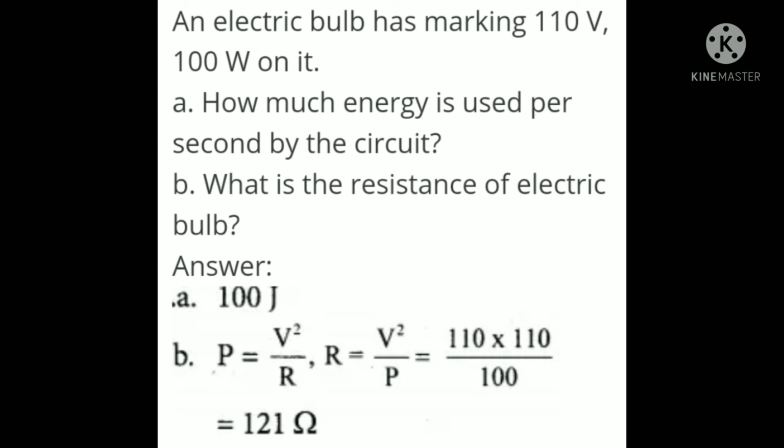In second question, resistance is calculated. We know the equation P is equal to V square by R. From this equation we got R is equal to V square by P. Substituting the values, 110 into 110 divided by 100. We can cancel the zeros from the denominator and the numerator. Then we got 11 into 11, that is equal to 121 ohm. Ohm is the unit of resistance.